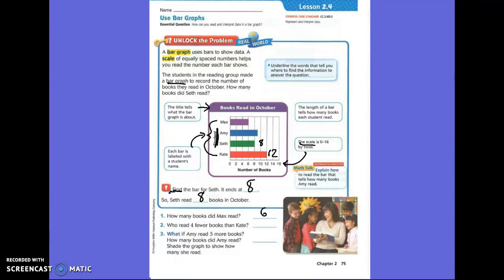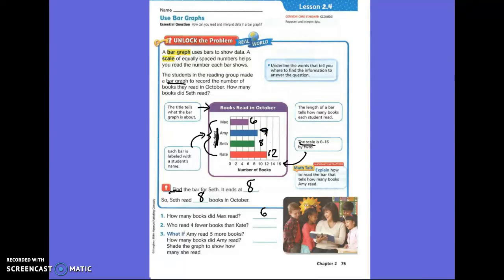Amy has how many? Let's talk about Amy. Amy's is right in the middle. So it's probably what number three is going to be about. But we'll kind of talk about it ahead of time. Amy's is in the middle of six and eight. What number is between six and eight? Seven. And then Max read six. Eight and ten. Yes. I'm sorry. It's in between eight and ten. My eyes were deceiving me. So, what is between 8 and 10?